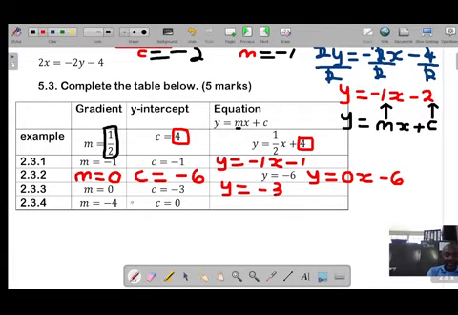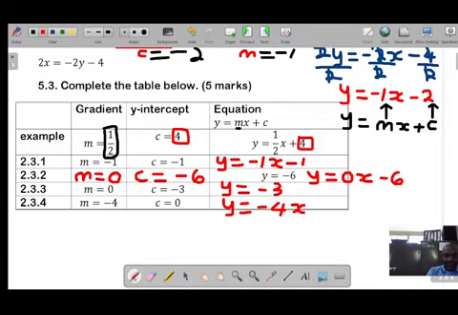And then what about when m is -4 and c is 0? Again, I'm going to say that y equals mx plus c. But what is our m? Our m is -4, so it's -4 here. Don't forget the x, because y equals mx plus c.